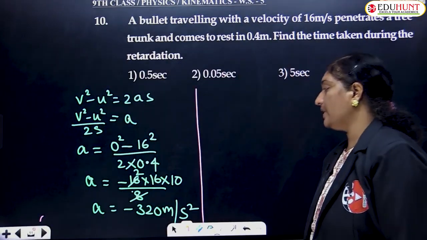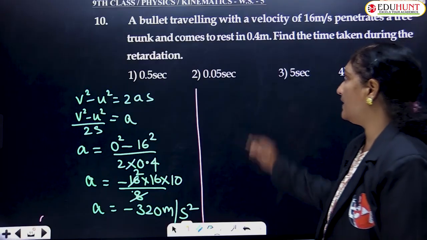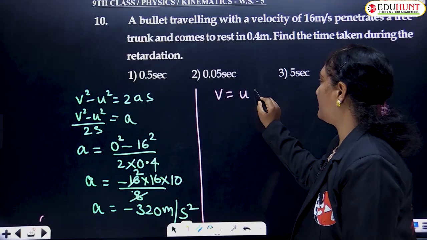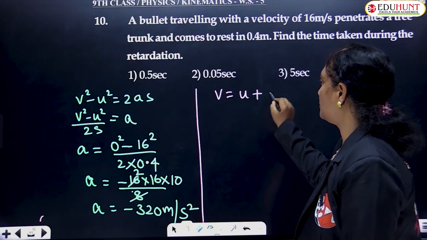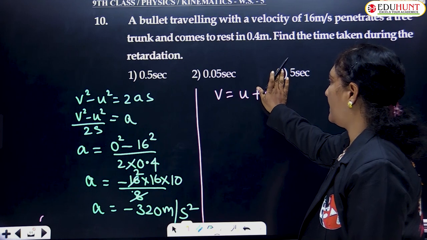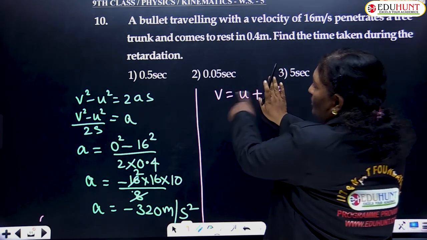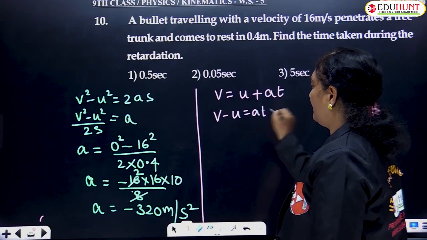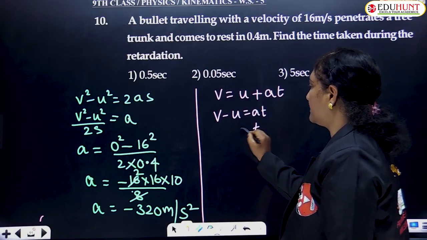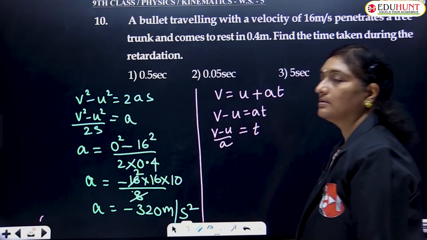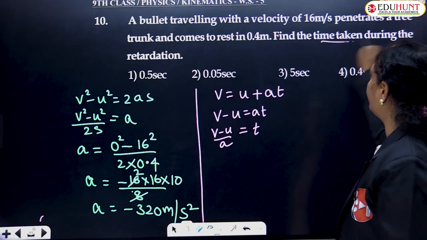Substituting the value of A as minus 320 meter per second square, let us try to find out the value of T. We again know the formula from equations of motion: V is equal to U plus AT. Taking U to the other side, you will get V minus U is equal to AT, but we need to find the value of T. Hence the value of T is V minus U by A. So this is your formula to find the value of time.